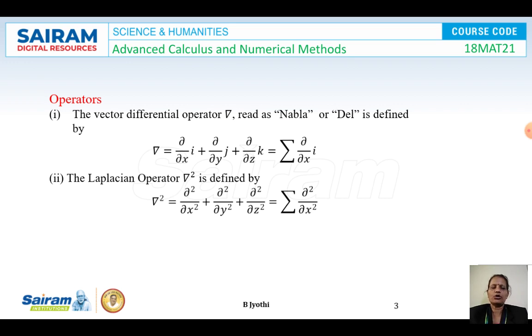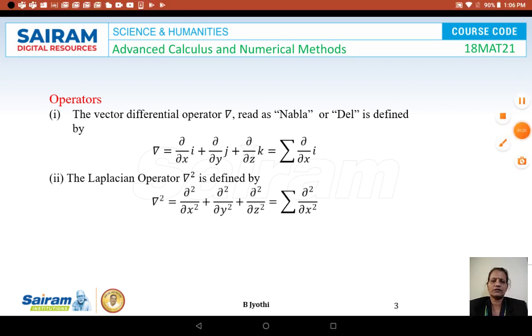Next, let us see the operators. What are the operators we are going to see now? The first operator is the vector differential operator, that is read as nabla or del. It is defined as nabla is equal to dou by dou x of i plus dou by dou y of j plus dou by dou z of k.